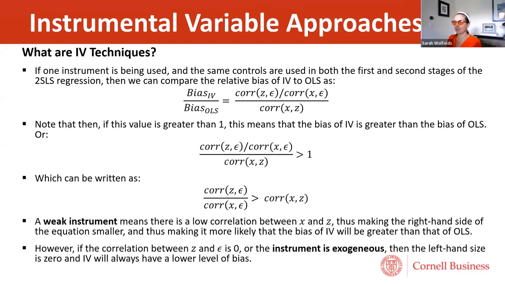That being said, if the correlation between your instrument and the error term is 0, or the instrument is fully exogenous, then that left-hand side is 0 and the instrumental variable coefficient will always have a lower level of bias. So you can see how the exogeneity of the instrument and the weakness of the instrument are both important to consider when you consider how biased the instrumental variables coefficient will be relative to that of OLS.